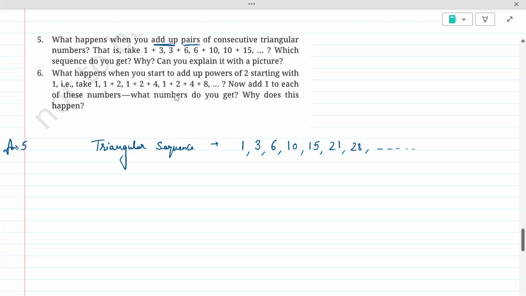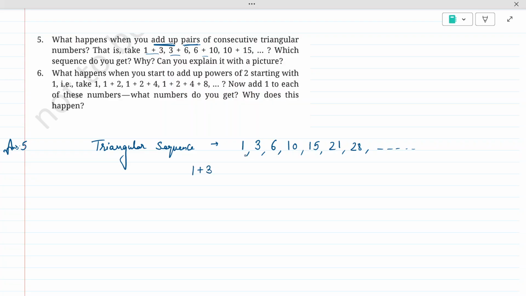And now what we are asked to do here is to add up the pairs of consecutive triangular numbers. So kids, we know what consecutive numbers are. The consecutive number of 1 is 3, and of 3 is 6, 6 is 10 and so on. So basically for 3 the consecutive numbers are 1 and 6 both. But here we are asked to add up, so we will only consider the next number in the pair. We are given the pairs 1 plus 3, 3 plus 6, 6 plus 10, 10 plus 15 and so on. What I am doing is writing these pairs here.